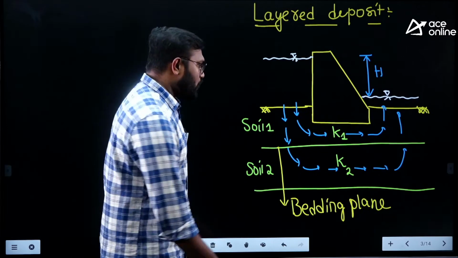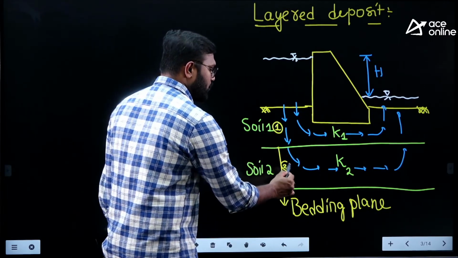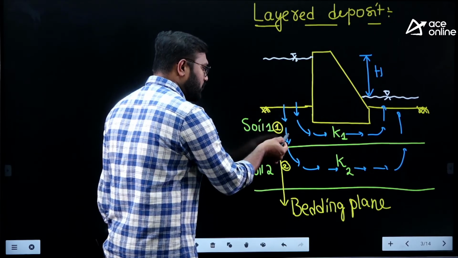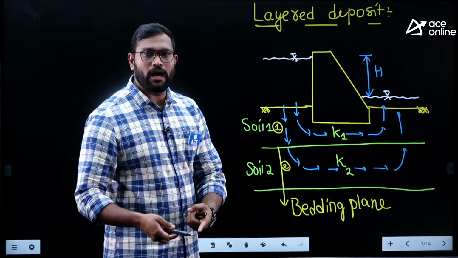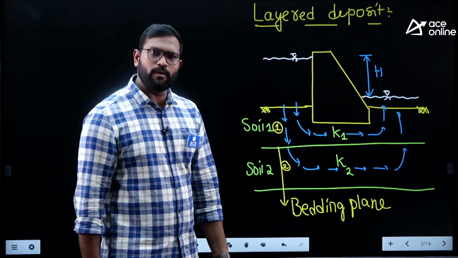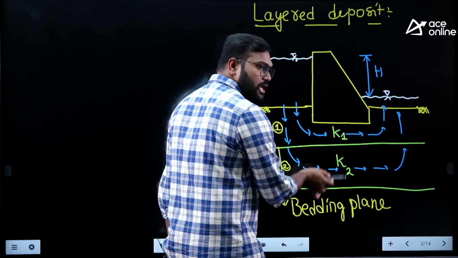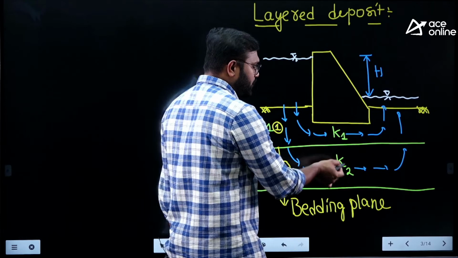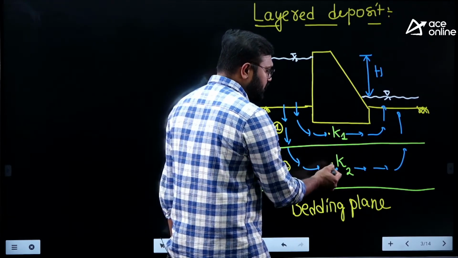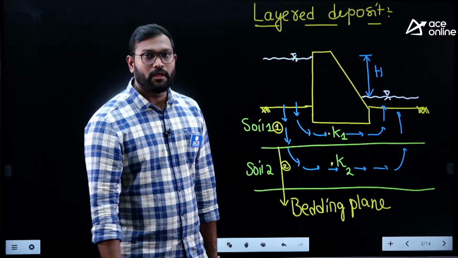If you see the flow perpendicular to the bedding plane, this is soil 1, this is soil 2. First the flow will pass through soil 1 and then through soil 2. Is it simultaneous flow or one after another? One after another. But when the flow passes parallel to the bedding plane, at this point and this point, the flow is going to happen simultaneously.